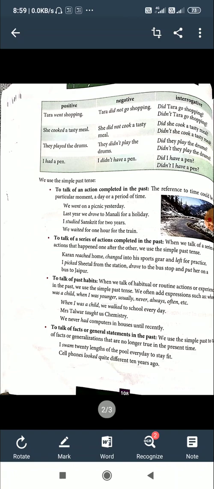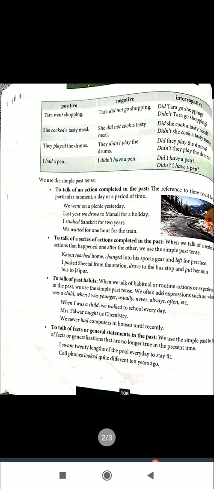We went on a picnic yesterday. So here, yesterday is the particular time, so we have to use simple past tense. Went is a verb, past tense of go, because yesterday the time is mentioned. Last year we drove to Manali for a holiday. Here, last year is the time mentioned, so we use past tense drove. It is the past tense of drive: drive, drove, driven.